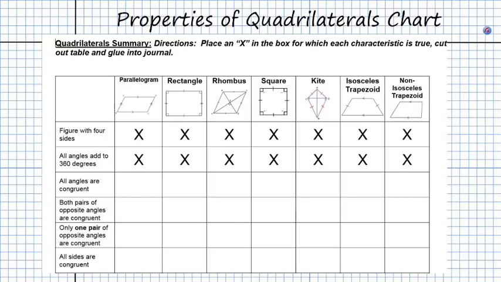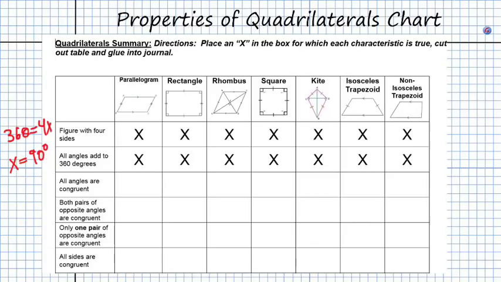Now, the next one is that all angles are congruent. So if all four angles are going to be congruent, and we know that they all have to add to 360 degrees, then I could say that 360 is equal to 4x, because they're all congruent, and they have to add up to 360 degrees. So x plus x plus x plus x is going to be equal to 4x. So we can say that x must equal 90 degrees if that's going to be true. So all angles being congruent means that all of those angles in a quadrilateral will be 90 degrees.